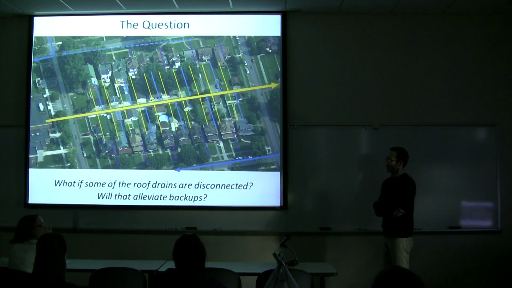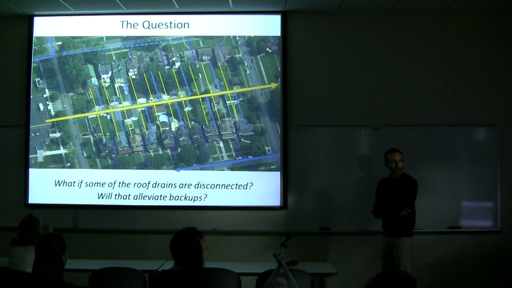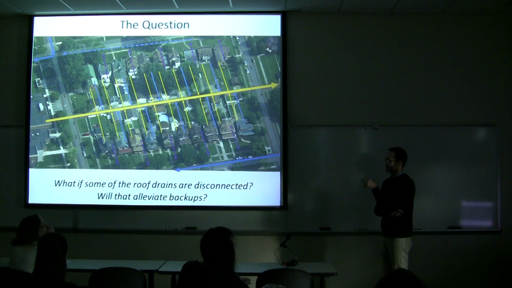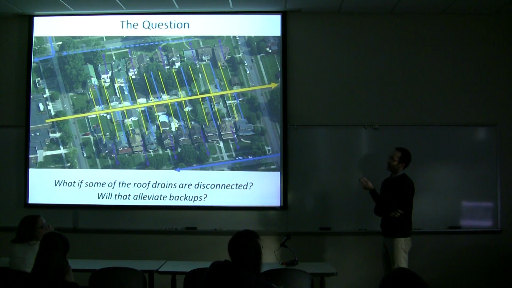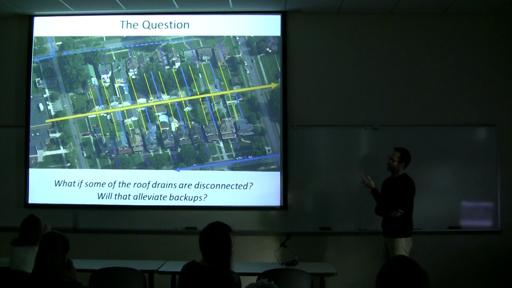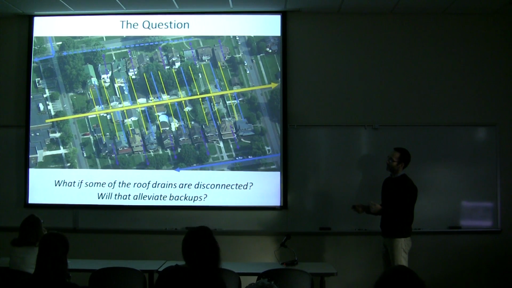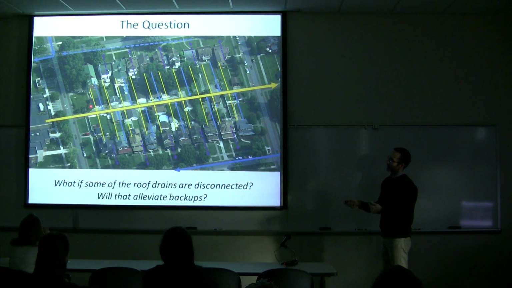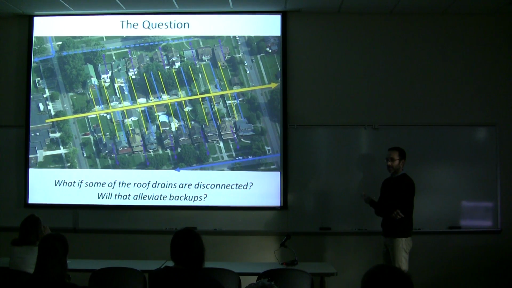And so your motivating question was, what if some of these pipes were disconnected? What if the roof drains are disconnected? Would that alleviate the backups? And this is just a schematic showing what if some of these roof drain connections that go to the combined sewers were instead redirected to flow into people's yards, over the surface, along the gutter? Would that reduce the backup that's happening in the pipe? And so that's the motivating question that the students have explored.